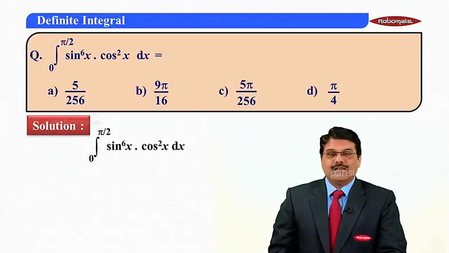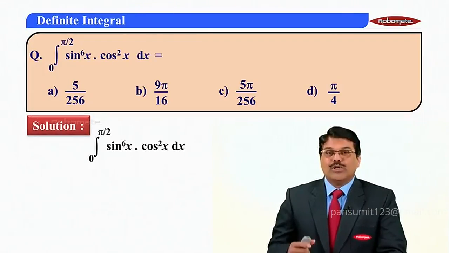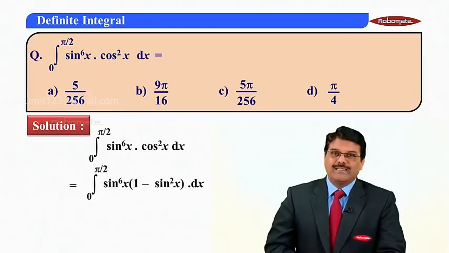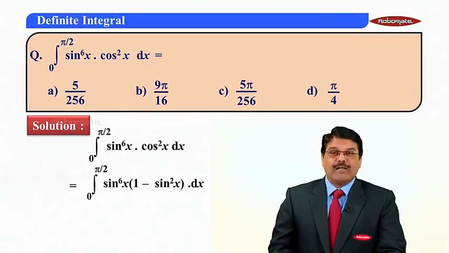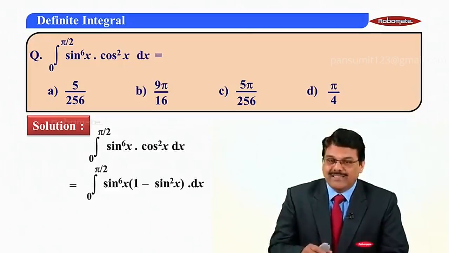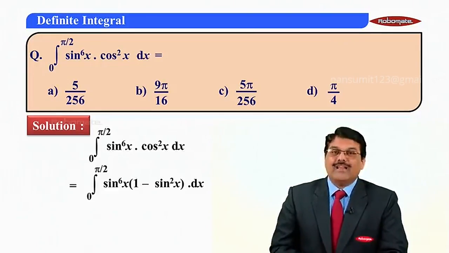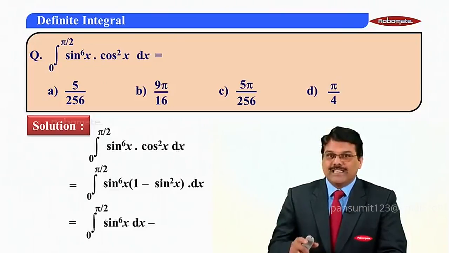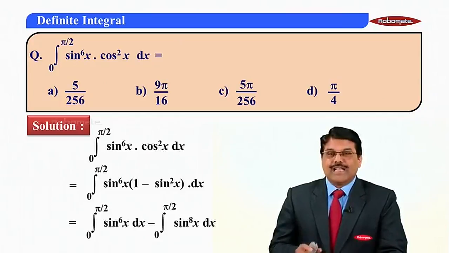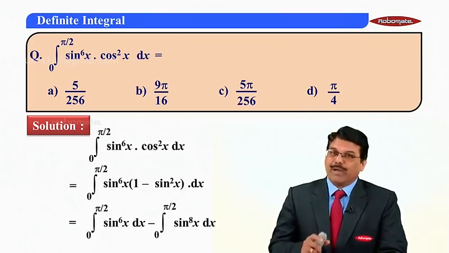The given integral goes from 0 to pi by 2 sin x raised to 6 into cos square x with respect to dx, which I can write as sin x raised to 6 into 1 minus sin square x, right? If I multiply by this sin x raised to 6 inside the bracket, it will be sin x raised to 6 minus sin x raised to 8. Let us integrate it separately. So the first term becomes integration of sin x raised to 6 goes from 0 to pi by 2 minus integration of sin x raised to 8 goes from 0 to pi by 2.